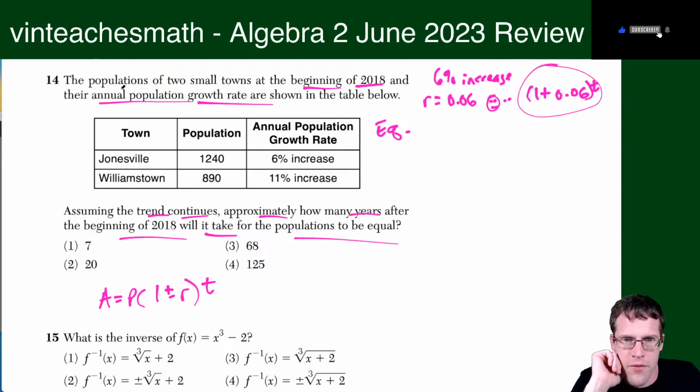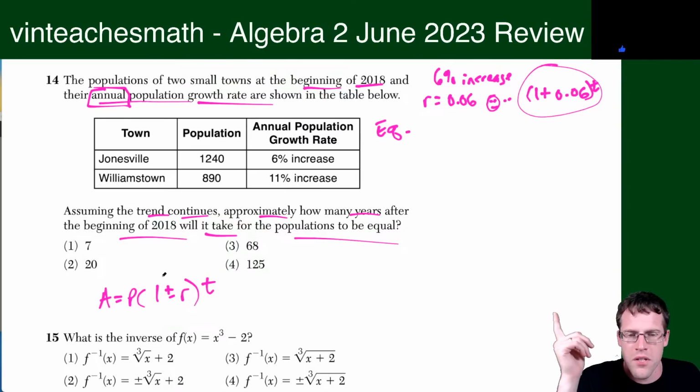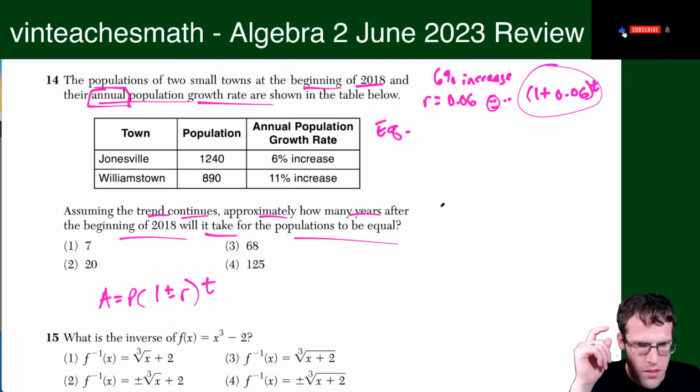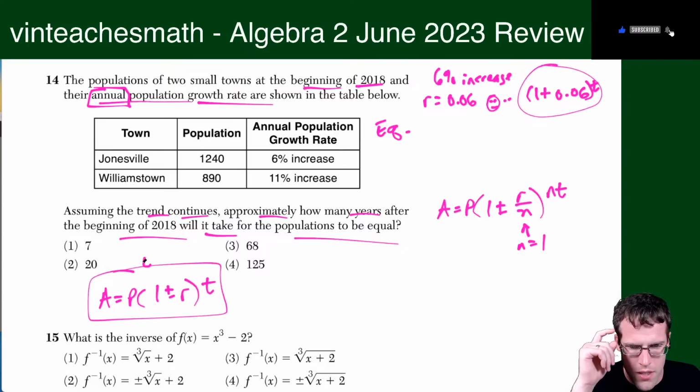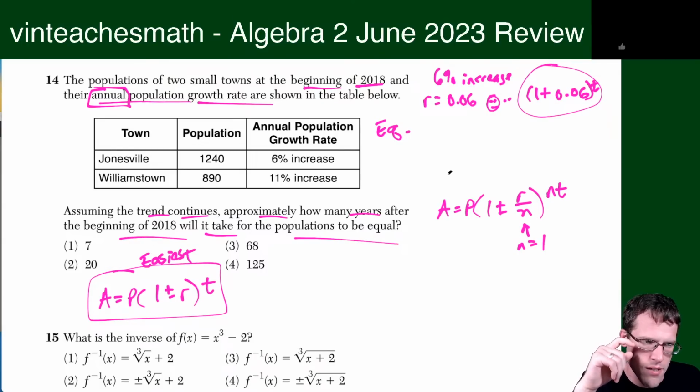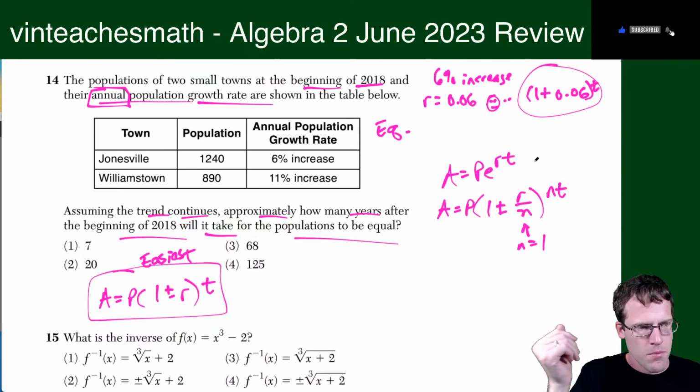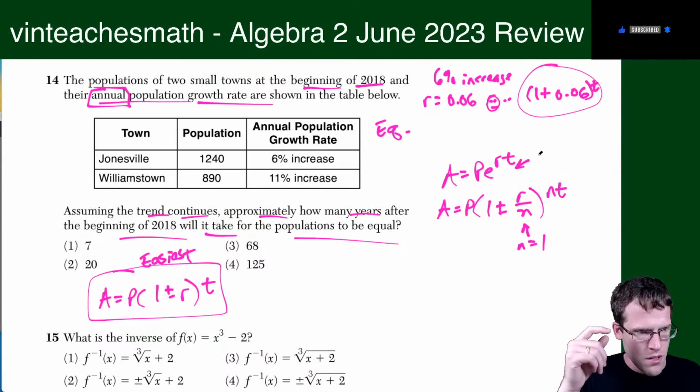All right, and be mindful, it is an annual population growth rate, so it's only once per year. Don't worry about this formula, the r over n to the nt. In this case, n equals 1, so we get to use this, which is the nice one, the easiest. This one is not as nice. And this one is a little bit tricky, but in the same neighborhood. This is continuous, so continuous growth.